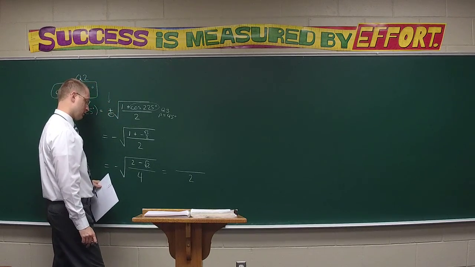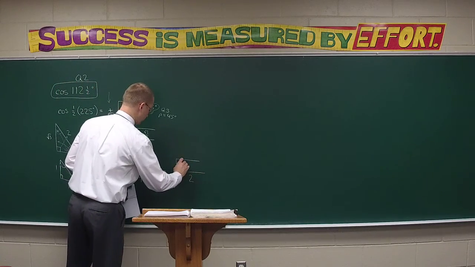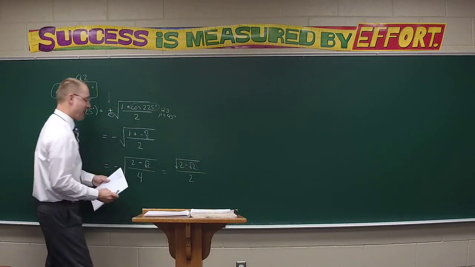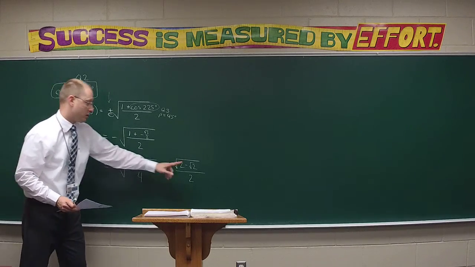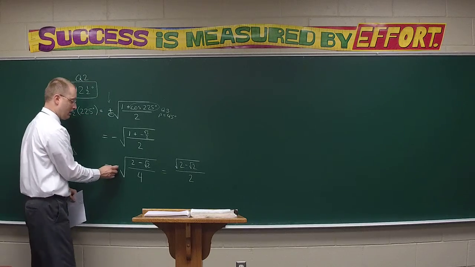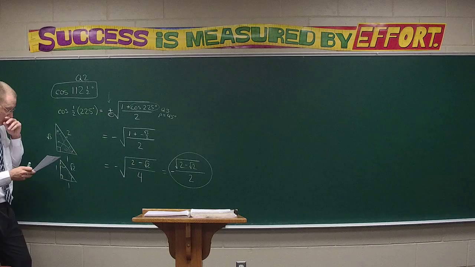So you canceled the 2's? No. It should be the square root of 2 minus square root of 2. See, the radical's still here. It's just not over the denominator anymore. Now it's only over the numerator, because I took the square root of the 4 to get the 2. And don't forget the negative, which floats out front.